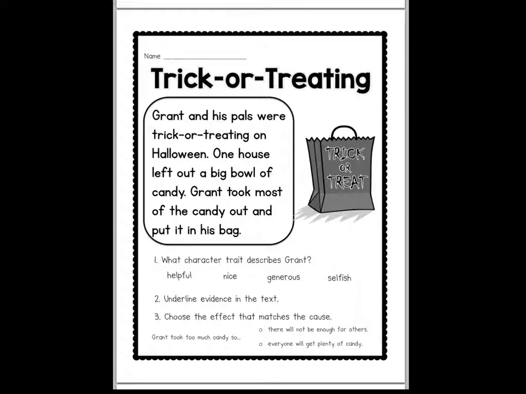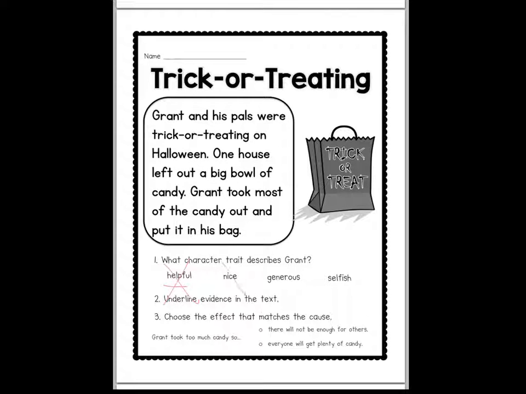Number 1. What character trait describes Grant? Helpful, nice, generous, selfish. Let's see, helpful. I don't remember Grant going and helping anyone. Nice. Well, he took a lot of candy out of the bowl.